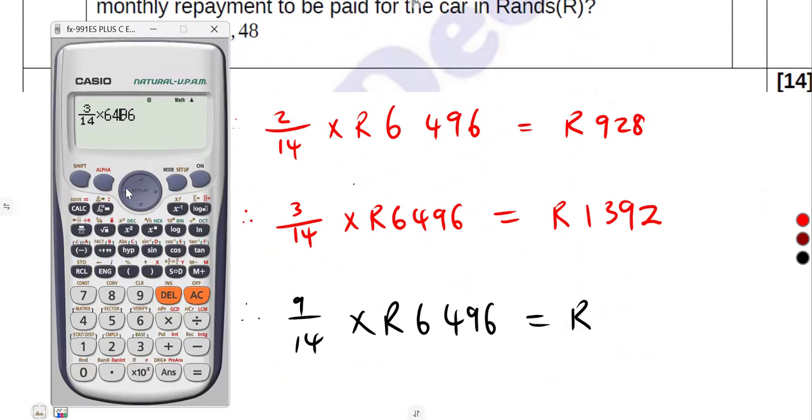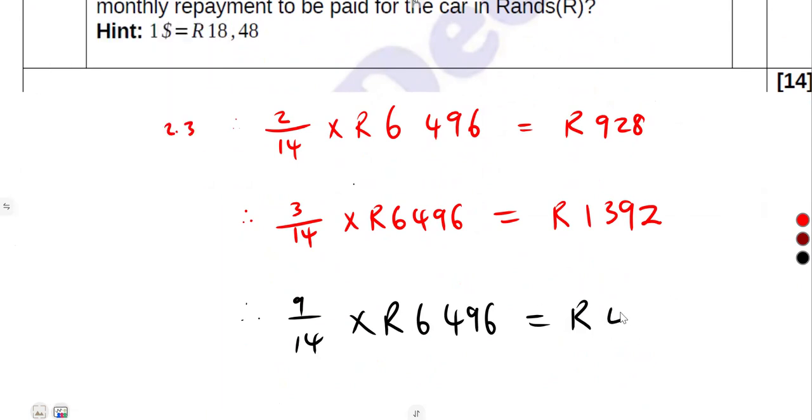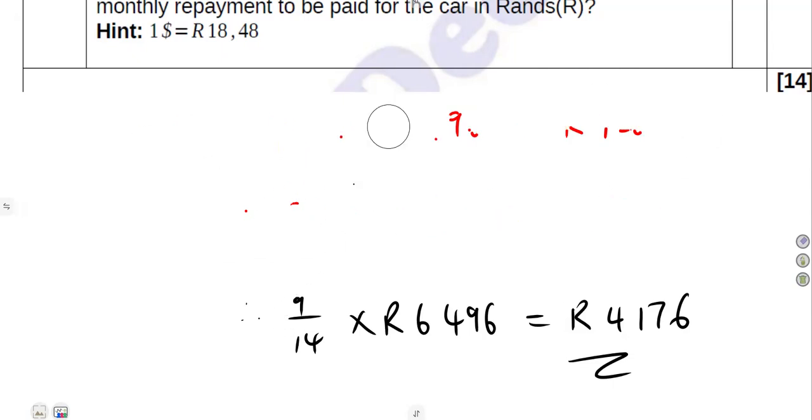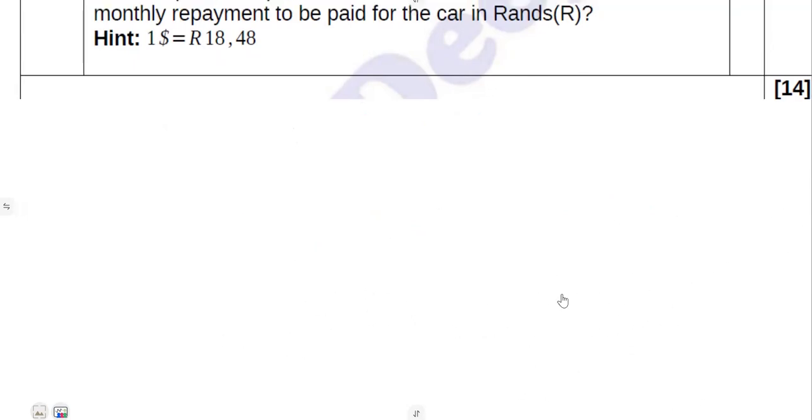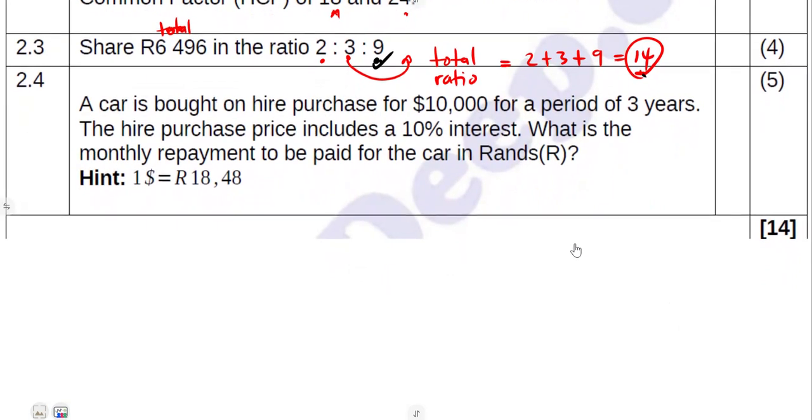So this time our ratio, I'm just going to put a 9, and this is the share, 4,176. So that is it. We have shared this total in the ratios that we are given. You needed the total ratio, then simply multiply to the total amount that is to be shared.